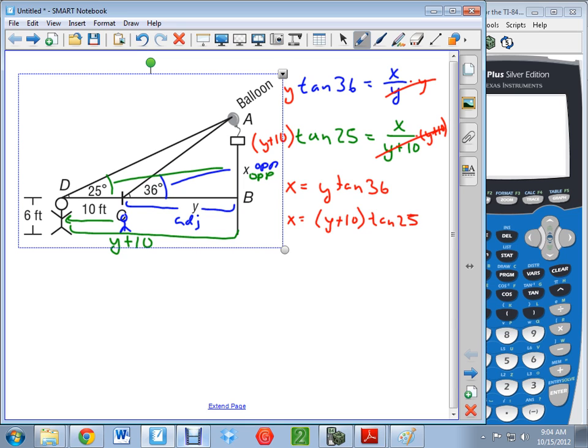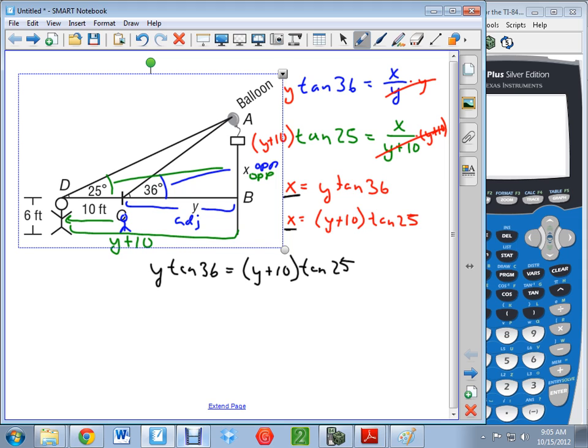Now, since these equations are both set equal to x, that implies that I can set them equal to each other, because two things that are equal to the same thing must be equal to each other. So I'm going to set up one equation with one variable by just saying that since these things both equal x, then y times the tangent of 36 must be equal to y plus 10 times the tangent of 25.